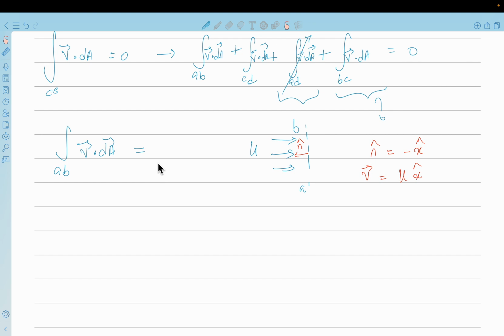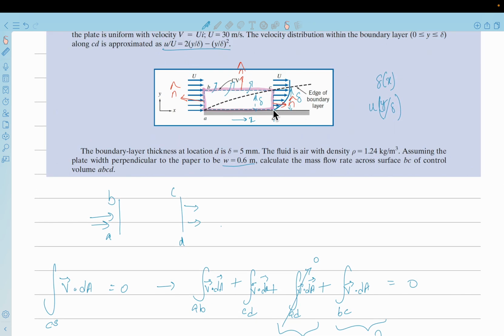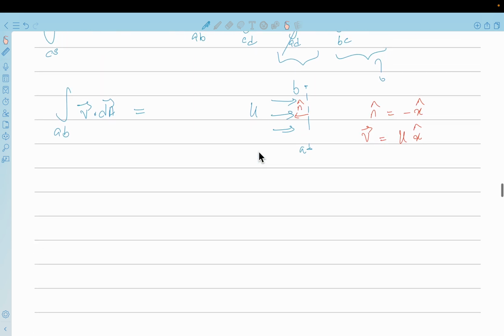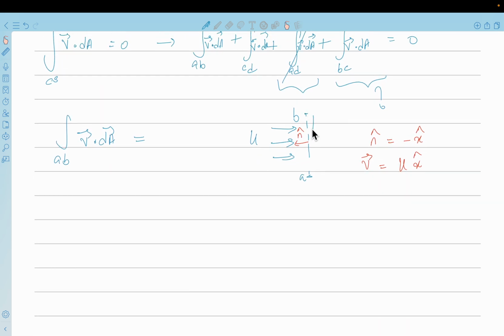So what is your V dot dA now? And what is the length of AB, by the way? Go back to the picture. It is the same as CD, and what is given to you is that at this location there is some width of the boundary layer, delta. So it is some delta equal to 5 mm. So I am going to fix this length as delta. So now what is the V dot dA integral?